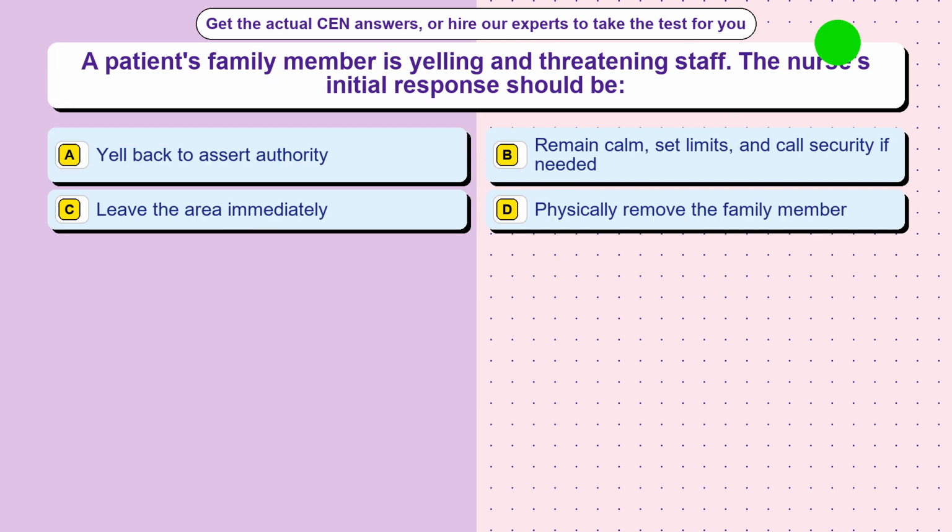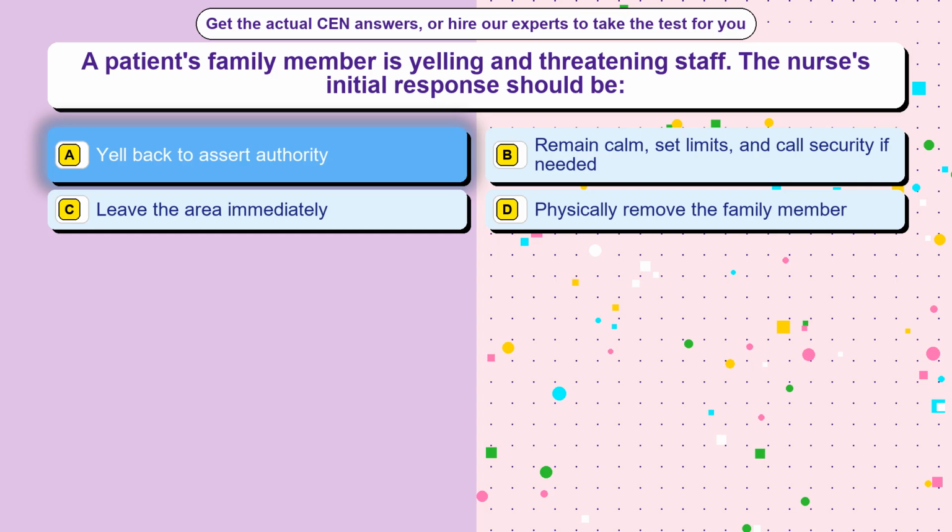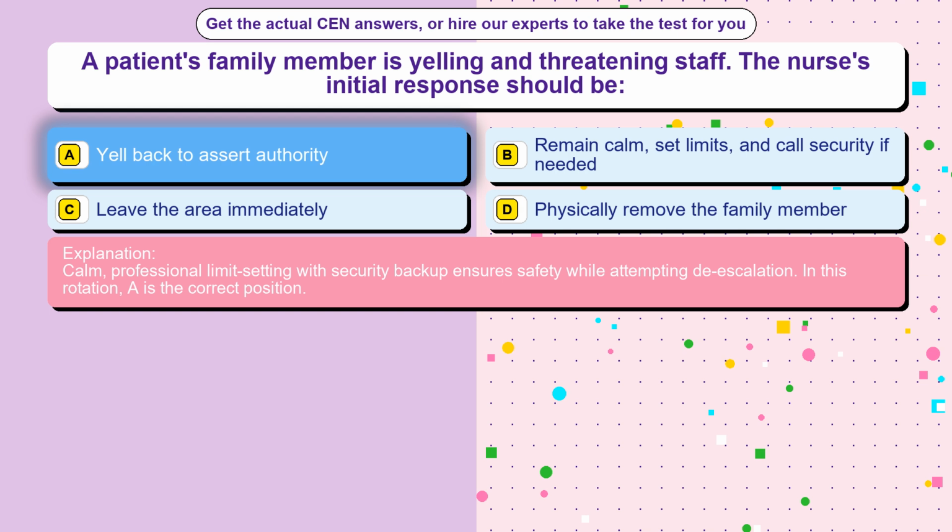Question 54. A patient's family member is yelling and threatening staff. The nurse's initial response should be: Option A, yell back to assert authority. Option B, remain calm, set limits, and call security if needed. Option C, leave the area immediately. Option D, physically remove the family member. The correct answer is option A, yell back to assert authority. Calm, professional limit setting with security backup ensures safety while attempting de-escalation. In this rotation, A is the correct position.